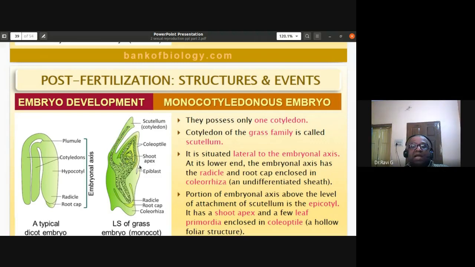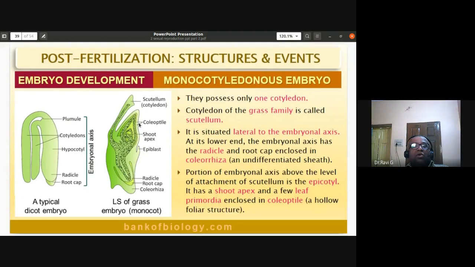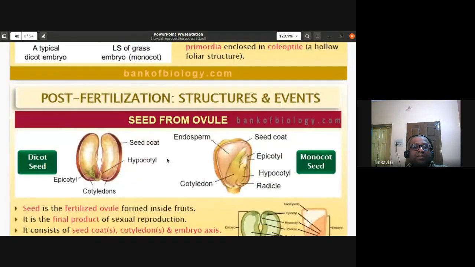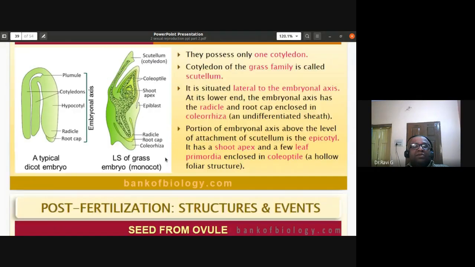The embryonal axis has the radicle and root cap enclosed in the coleorhiza, an undifferentiated sheath. The portion of the embryonal axis above the level of attachment of scutellum is called epicotyl. It has a shoot apex and a few leaf primordia enclosed in the coleoptile, a hollow foliar structure. Okay, so these are the things that you have to remember.